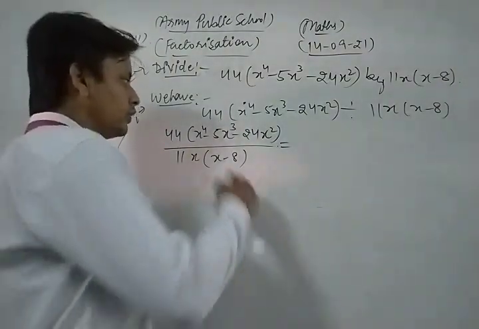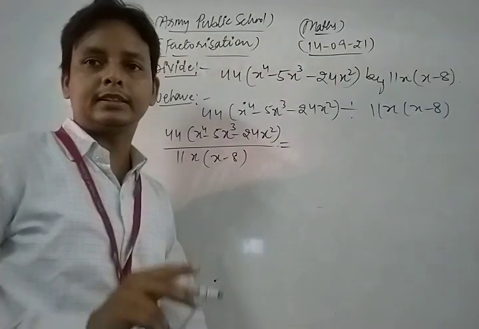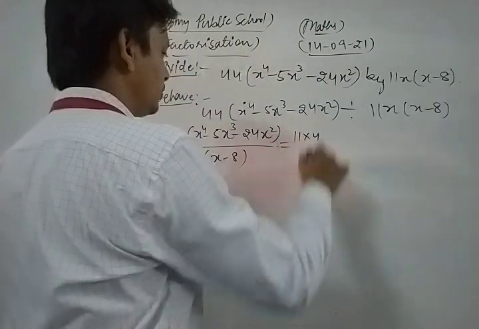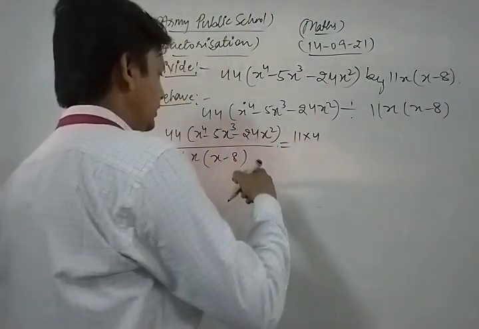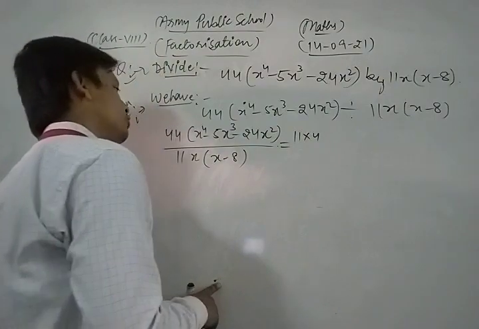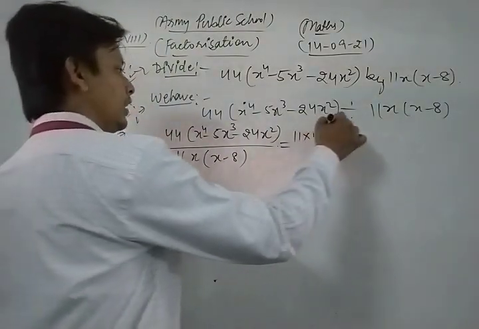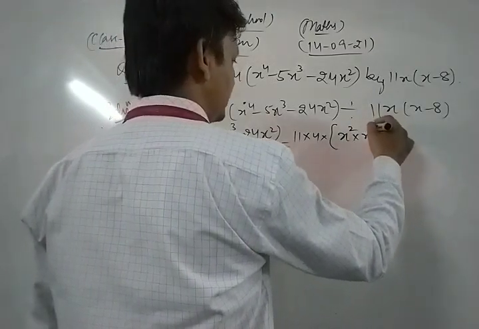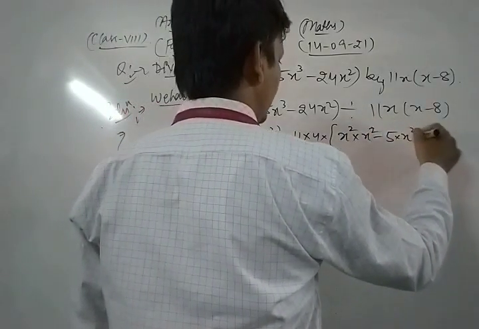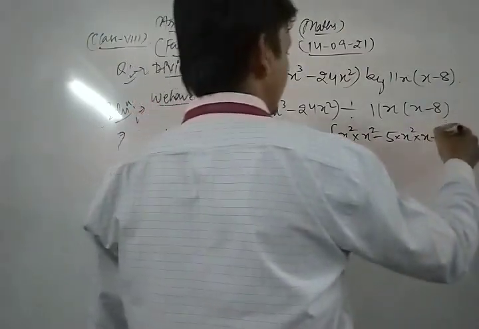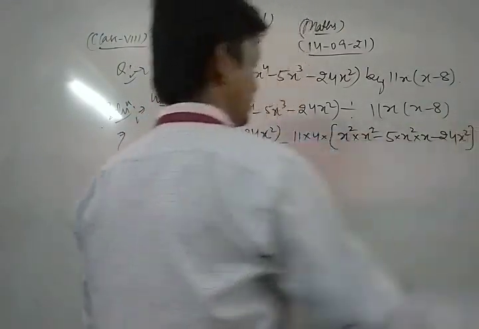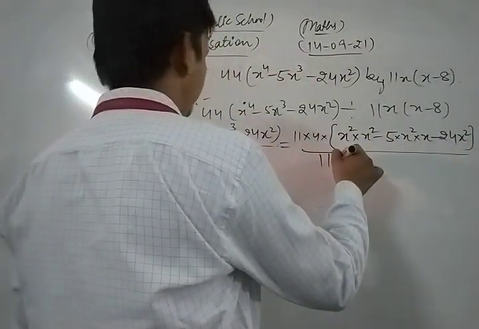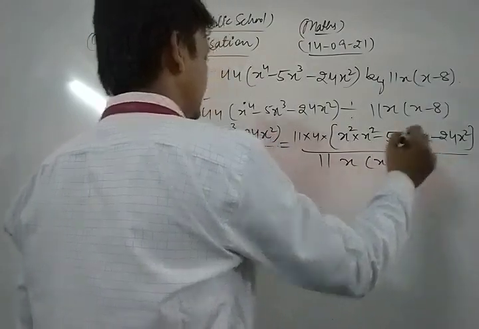Okay, now dear student, from the numerator we factorize 44, and we also take some common factors. We can write 44 as 11 into 4, and from the numerator we take x square as common, so we can write the expression as x square into x square minus 5 into x square into x, minus 24 x square. Now in the denominator we write 11 into x minus 8 as it is.